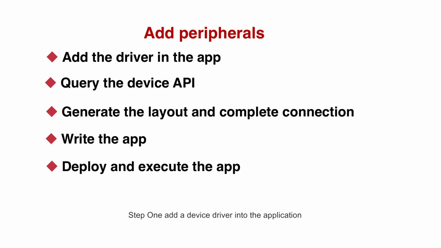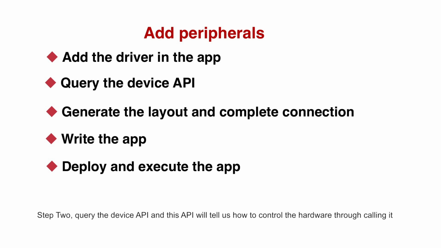Step 1, add a device driver into the application. Step 2, query the device API, and this API will tell us how to control the hardware through calling it. Step 3, generate the device's layout, which can guide us to conduct wire connections. Step 4, write the application such as writing its business logic. And in this business logic, there's some callings of these APIs. Step 5, deploy and execute the entire application.